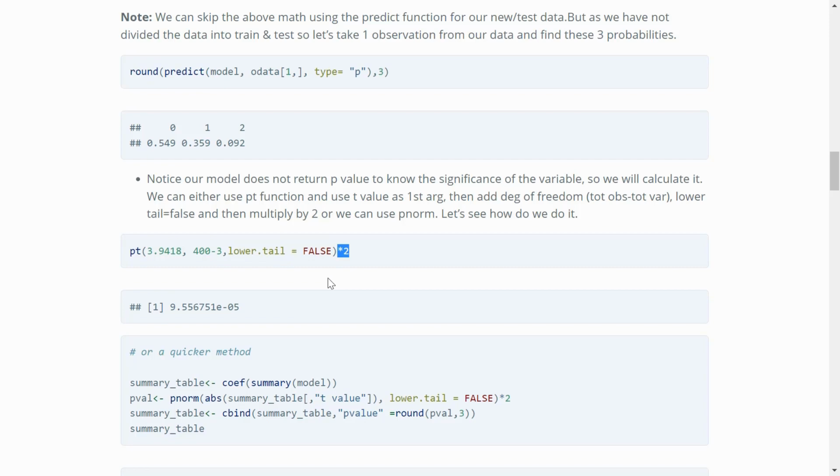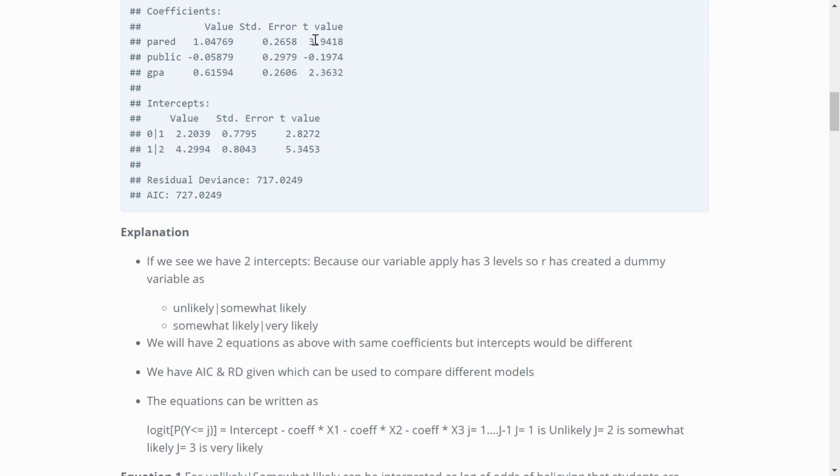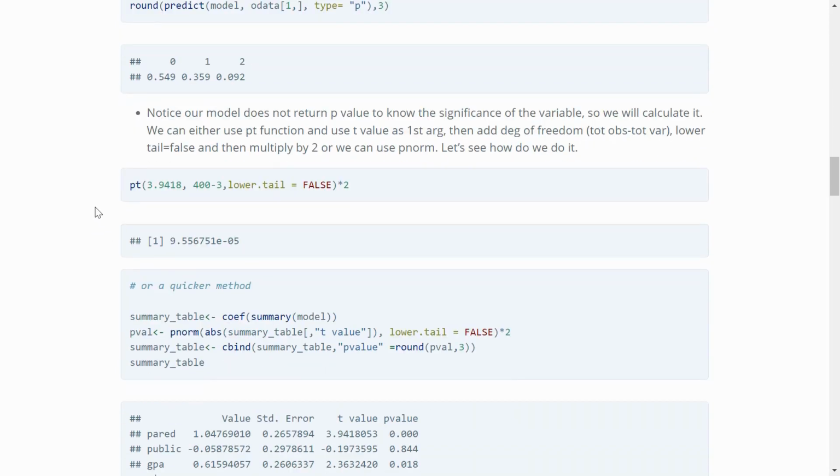So if you see the summary, 3.94 is given as the t value for the paired variable. Now remember, our hypothesis is that at least one of these coefficients is not 0 or is not significant. So we are testing equality here, and that is the reason it becomes a two-tailed test. Now we can run this and our p-value is calculated. In a similar way, we can do this for all the remaining variables and calculate the p-value.